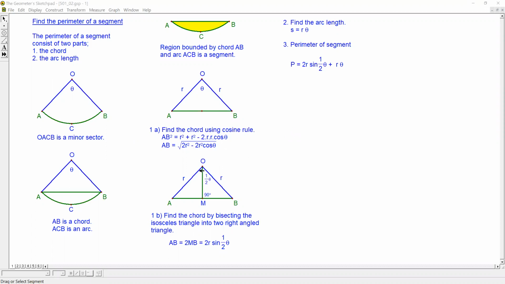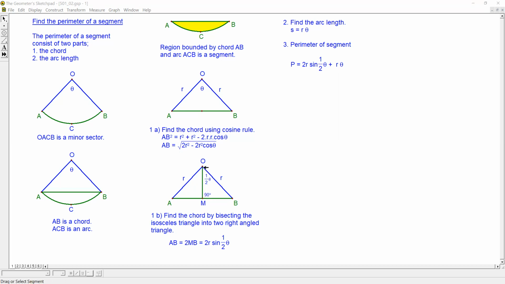So if we don't want to use the cosine rule, can or not? Can, right? So the second method will be like this. Because this is an isosceles triangle, I split it into two equal parts by using the line OM. From O to M, you cut the triangle into two triangles. When you cut, the angle here becomes half theta, and this is a right angle triangle.